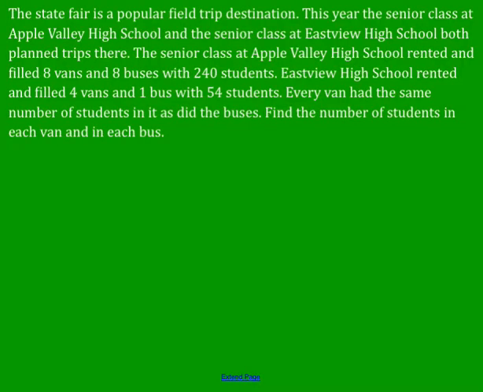All right, let's take a look at this one. The State Fair is a popular field trip destination. Last year, the senior class at Apple Valley High School and the senior class at Eastview High School both planned trips there. Okay, so first of all, Apple Valley High School had 8 vans and 8 buses for 240 students. So I'm going to let x equal the number of students in a van.